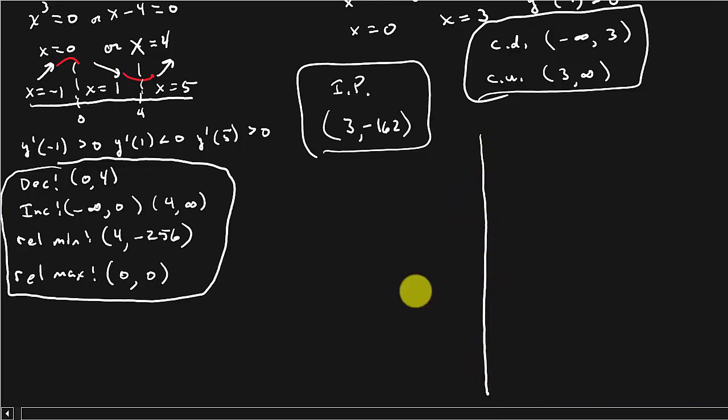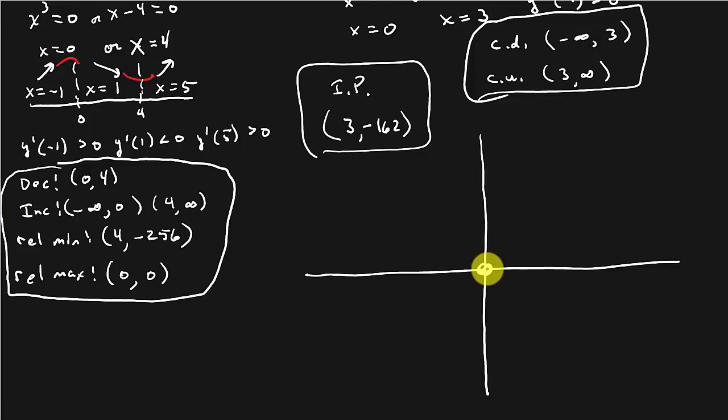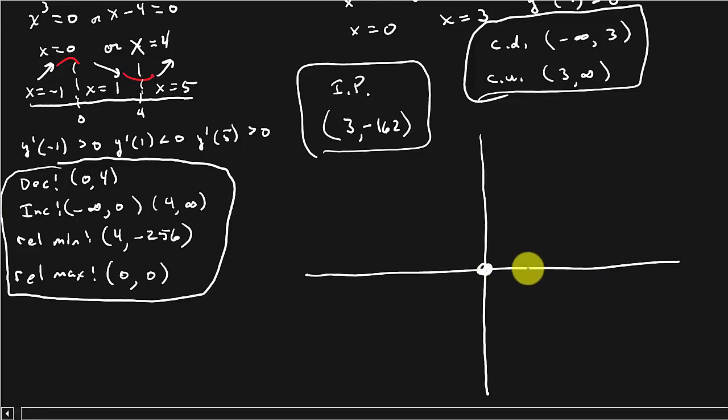All right, so let's see what we've got here. I've got a relative max at 0, 0. And then we've got the point 4. So 1, 2, 3, 4. And then negative 256. We'll say that's about right there. This isn't going to look to scale at all, is it? And then 3, negative 162. So that's going to be a little closer to this point right here. We'll call it right there.